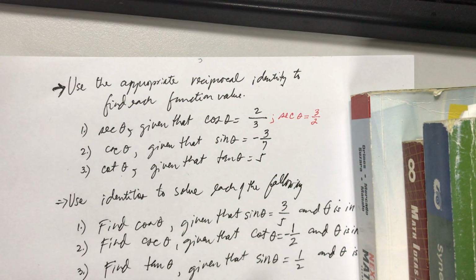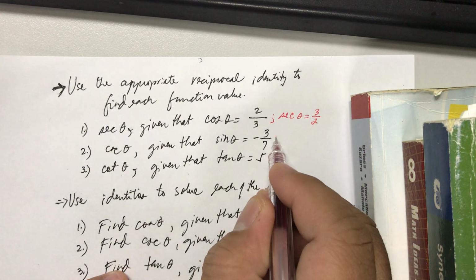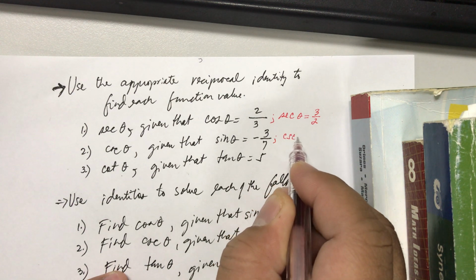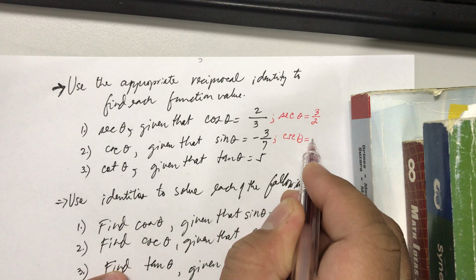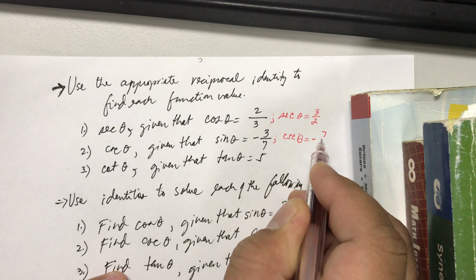Number 2. Find cosecant theta given that sin theta is -3/7. So, cosecant theta is the reciprocal of sin theta. Hence, cosecant theta would be -7/3.